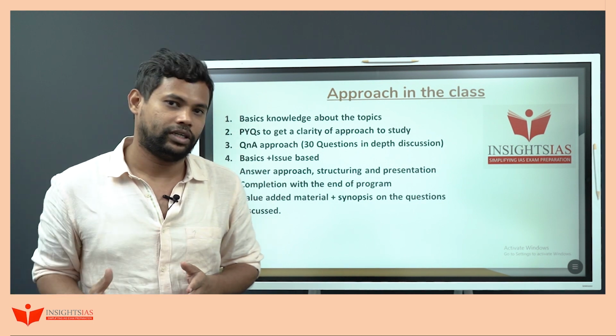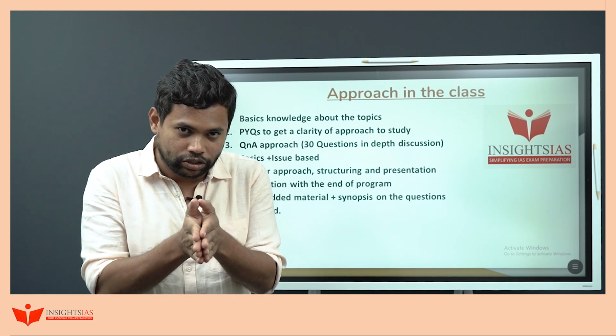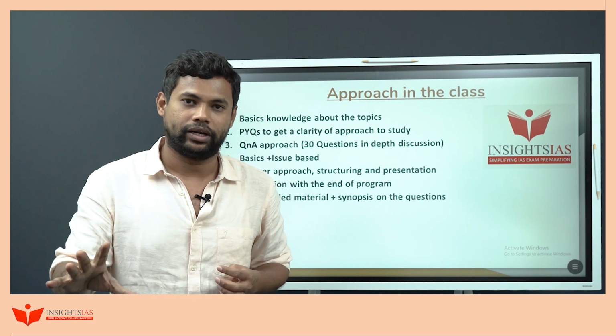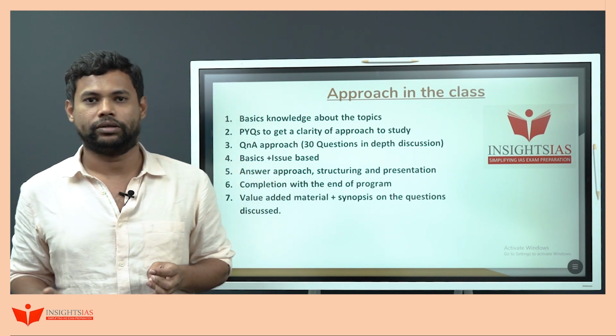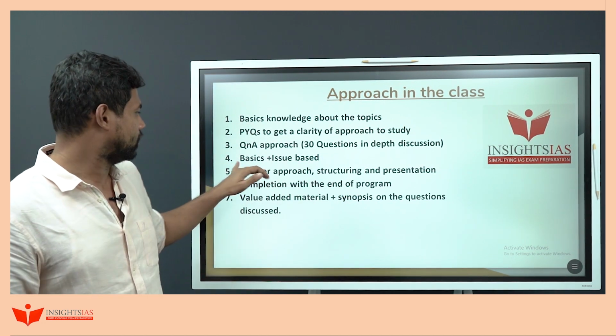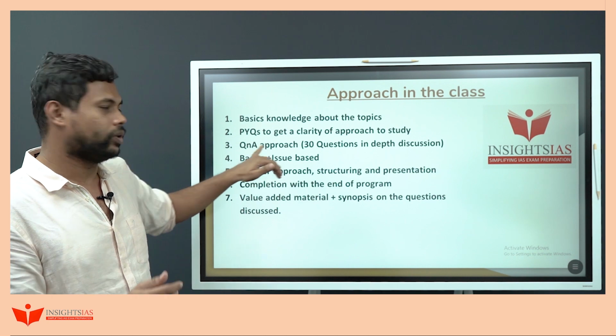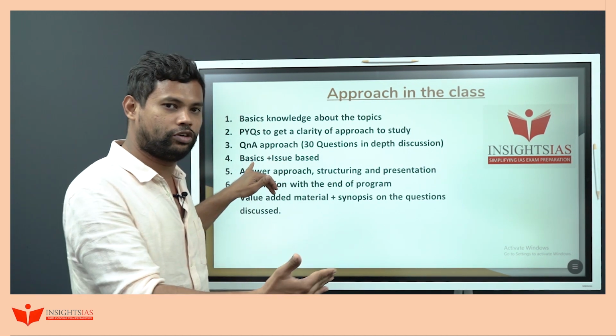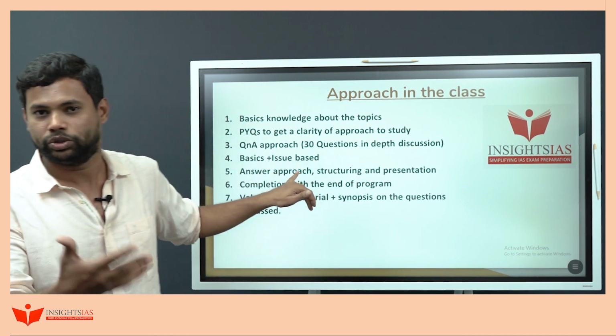We have designed it in such a way that if I complete the discussion of 30 questions, you will not only get the basic clarity of agriculture, but also all the issues that have happened in agriculture. That is the main point, and that is the approach we are going to follow. The question and answer approach will have two parts: 10 questions of basics, and 20 questions on the issues that are happening.